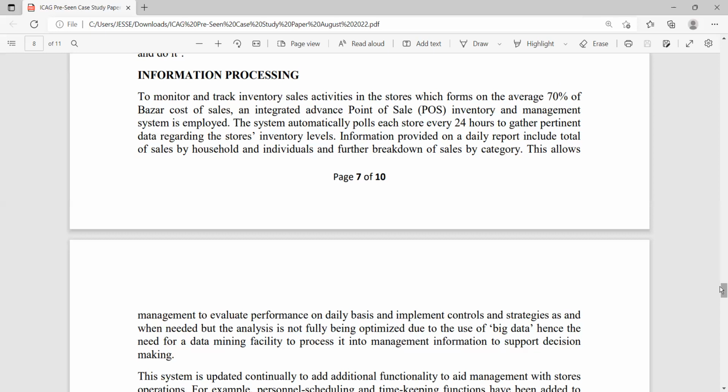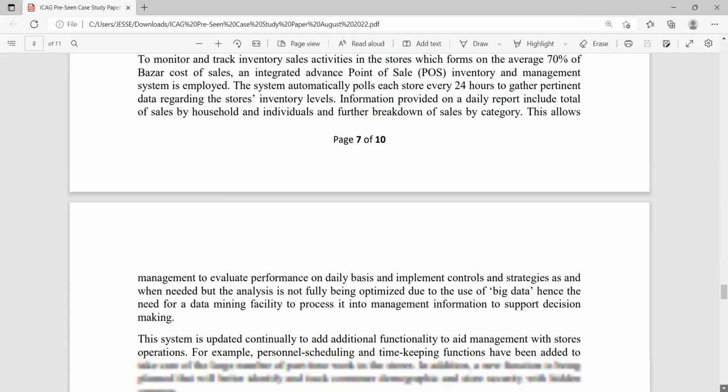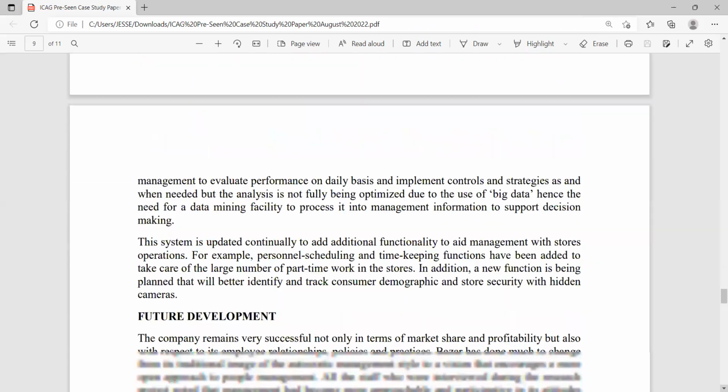This allows management to evaluate performance on a daily basis and implement controls and strategies. So there is some form of daily tracking system for inventory sales, and an advanced point of sale system is being used. So there's some form of control or technology that's being used to do this.